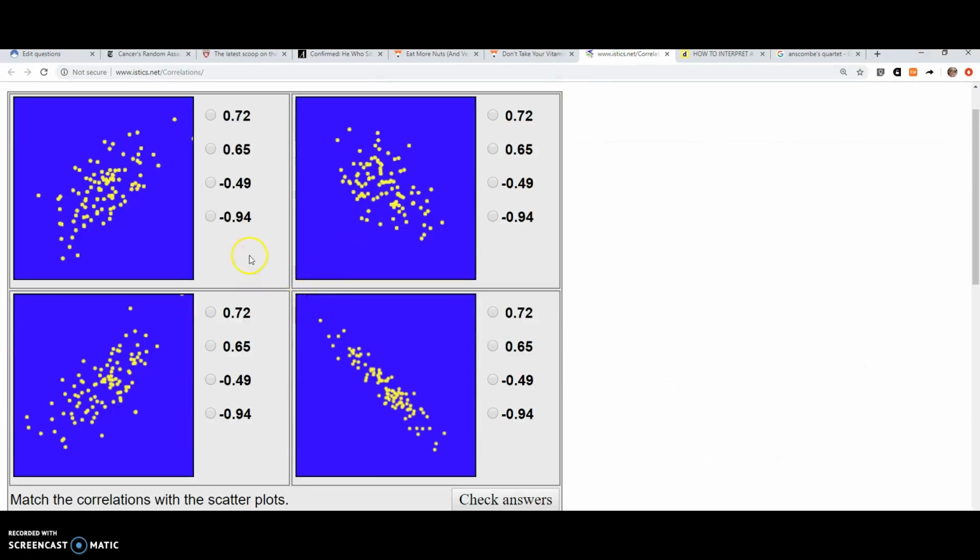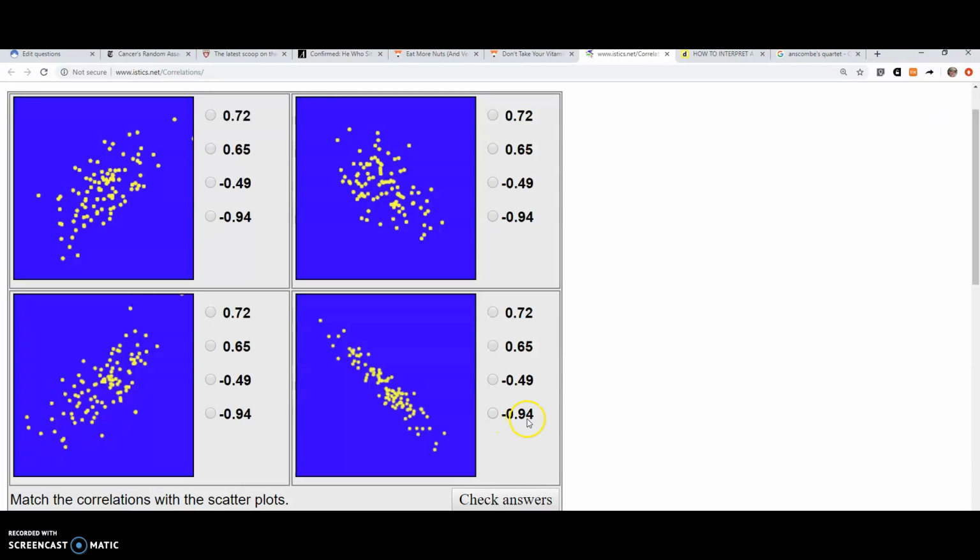So going back here, notice that we have two negatives and two positives. Well, it looks like if you picture a line going through the middle of these, it would be an uphill one. So this should be positive, same as this. These two are the ones that are negatives. So we know that these two scatter plots go with these two negative values.